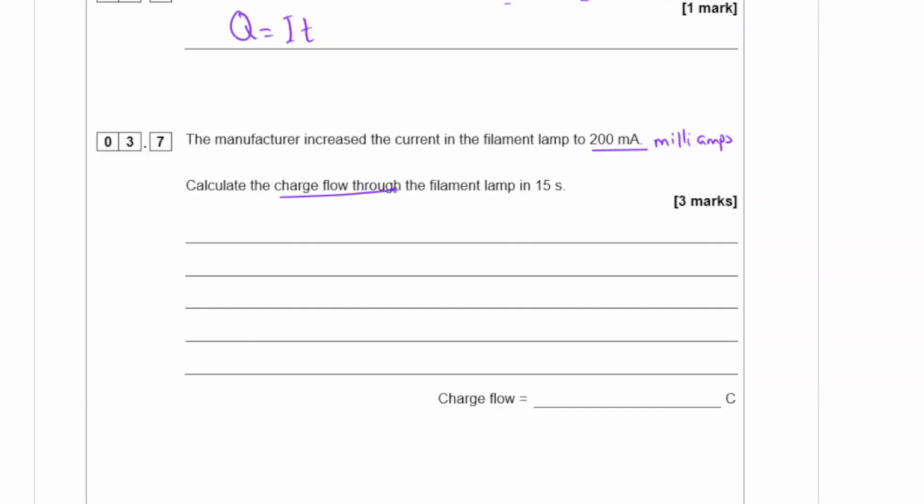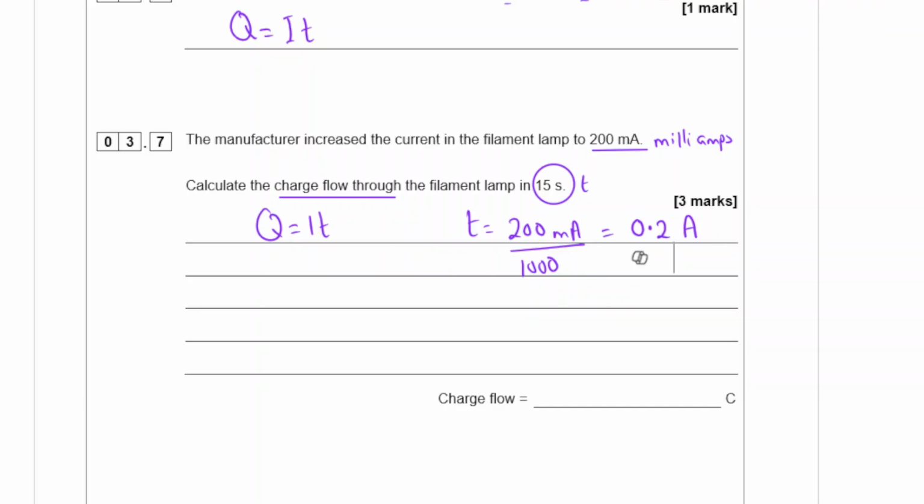Calculate the charge flow through the lamp in 15 seconds. So that's my time. Now in order to do that, I need to use this equation, Q equals IT. Now the current is given in milliamps. I need to convert that to amps. For that, I will have to divide that by 1000. That gives me 0.2 amps.